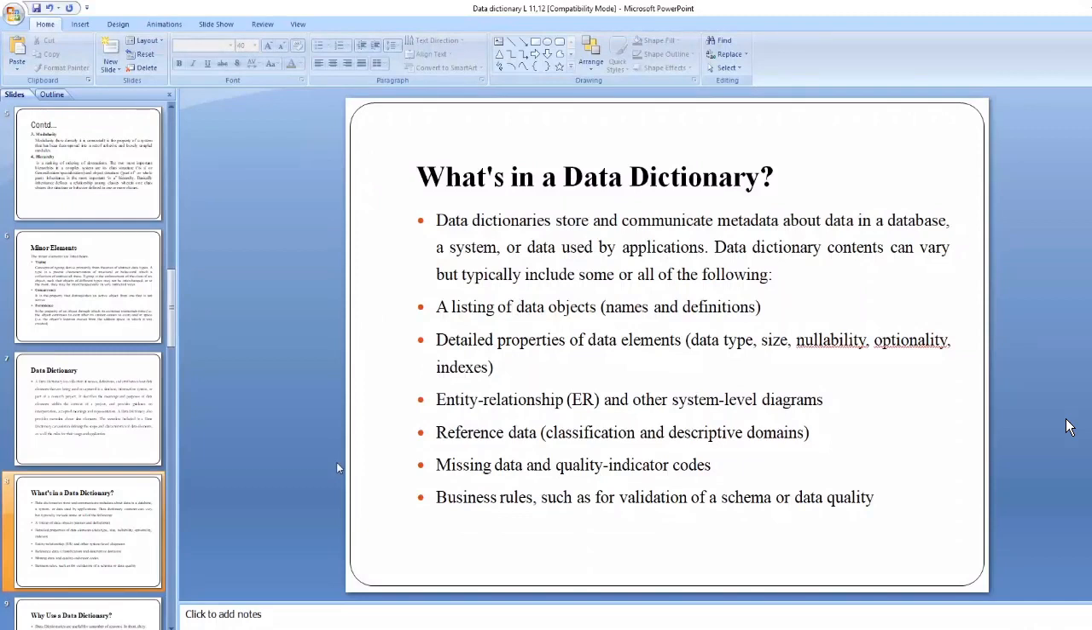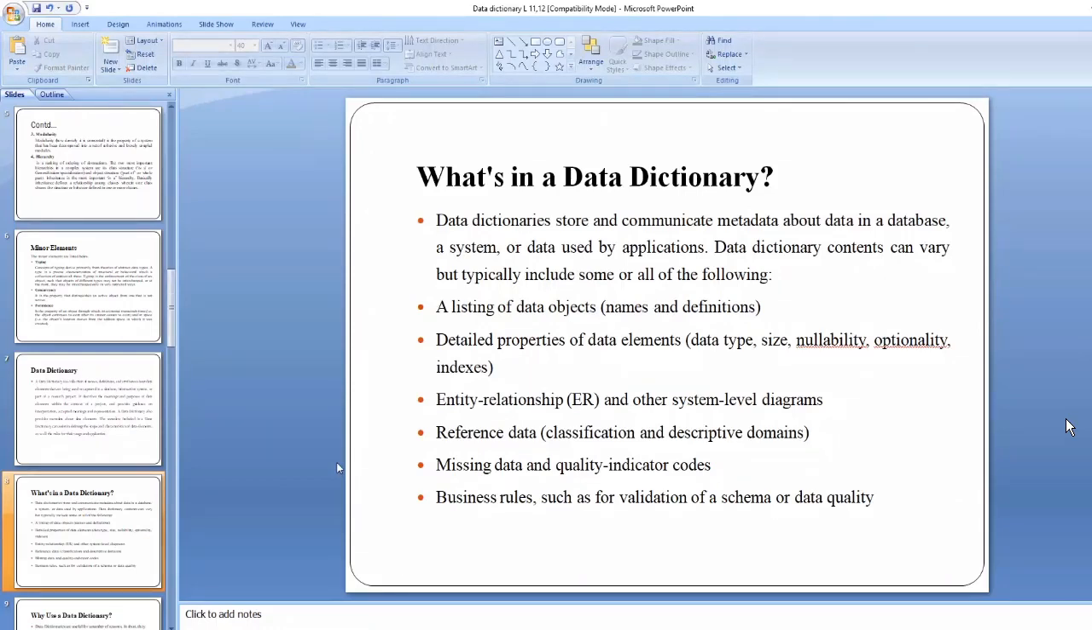Now the next is reference data. Reference data means classification and descriptive domains. Now missing data and quality indicator codes, business rules such as for validation of a schema or data quality. So all these things are present inside the data dictionary. All this information helps us to assess or to use the information which is being provided in the data dictionary.